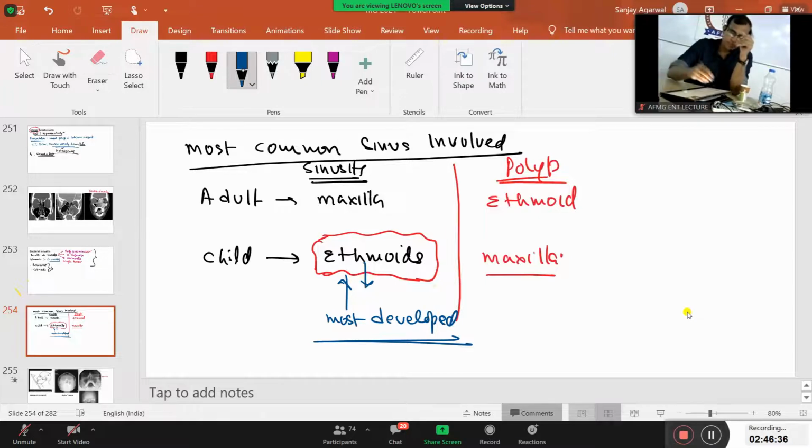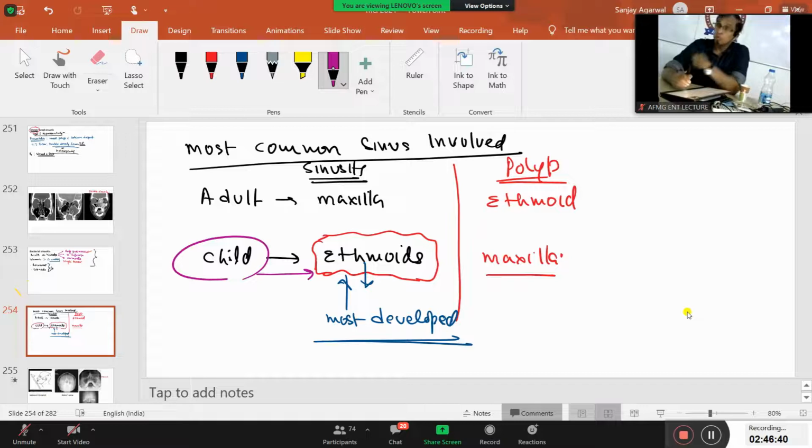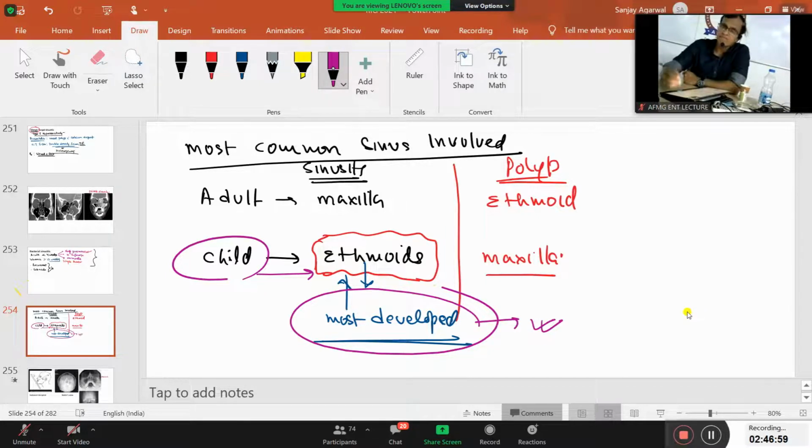So now this is an MCQ: why should a child have ethmoidal sinusitis more commonly than maxillary sinusitis, despite the fact that maxilla is the first to start and first to complete? Because at some point in time in between, the ethmoid is the most developed sinus. And what is this age? From birth till about 7-8 years of age. But polyp, as I said, will be reversed.